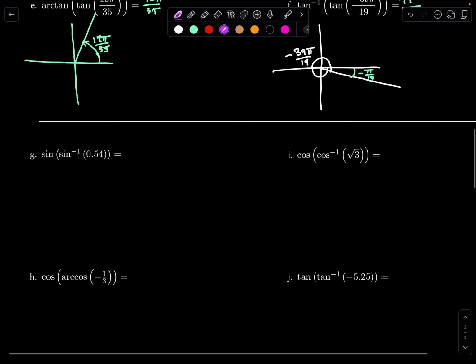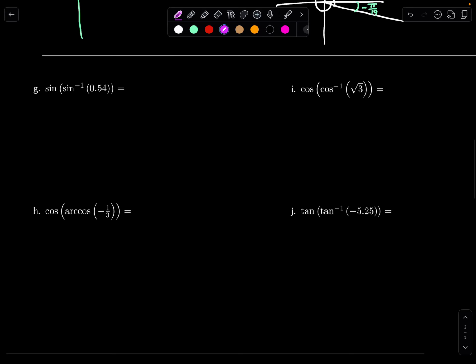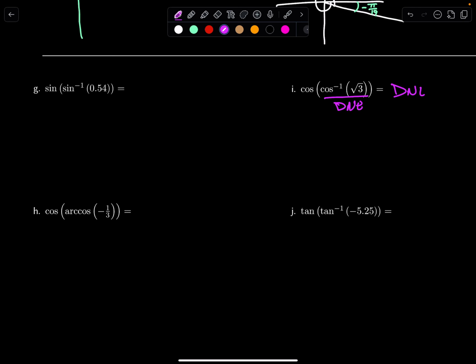All right, I think that's almost done. I guess there's just a few extra problems here. Main thing to note here is that things like this, if you see that, arc cosine of radical 3 is bigger than 1, so this does not exist. DNE, so the whole thing won't exist.